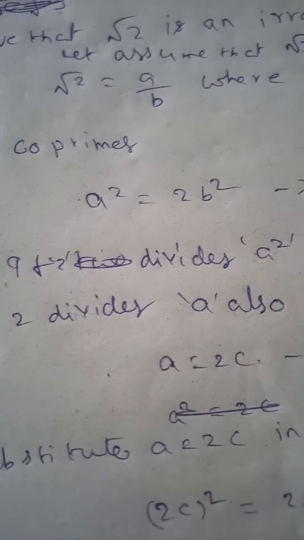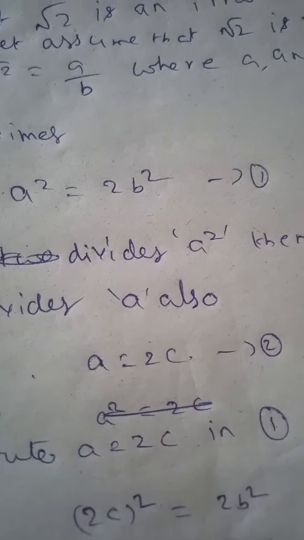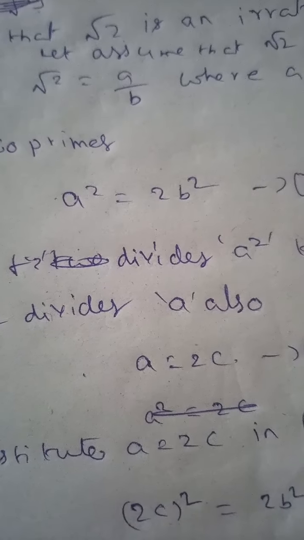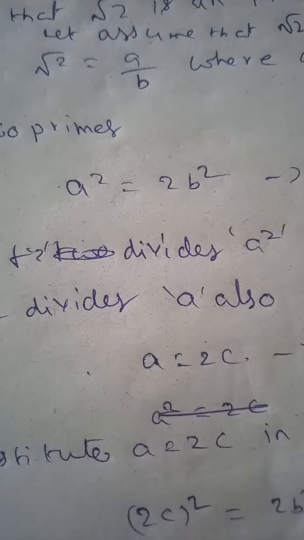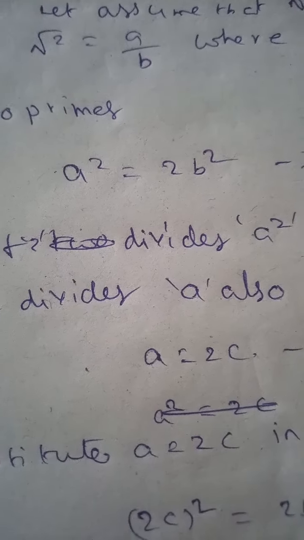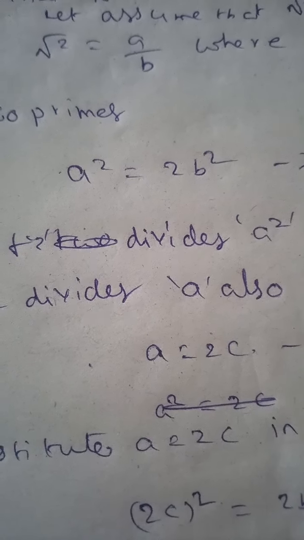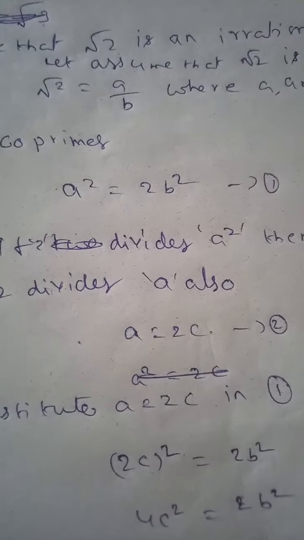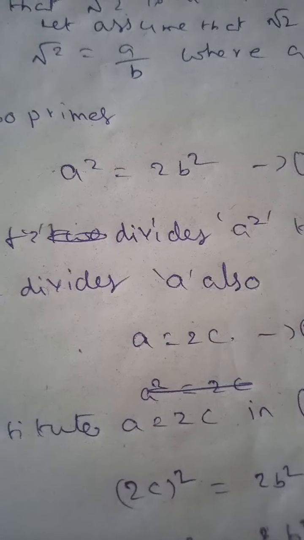Squaring on both sides, we get a square equal to 2b square. Let us call it equation 1. If 2 divides a square, then 2 divides a also. Now let us assume that a equals 2c.